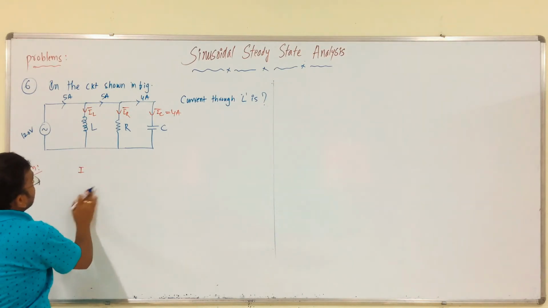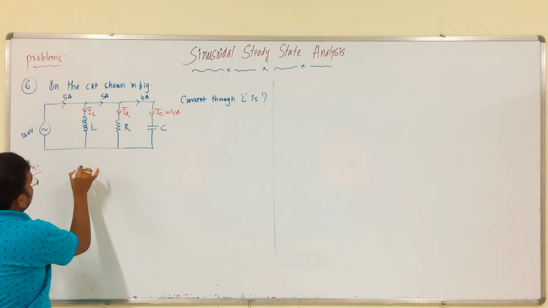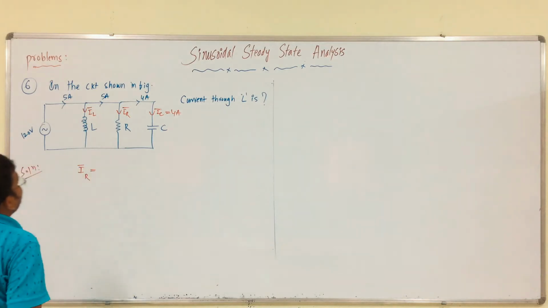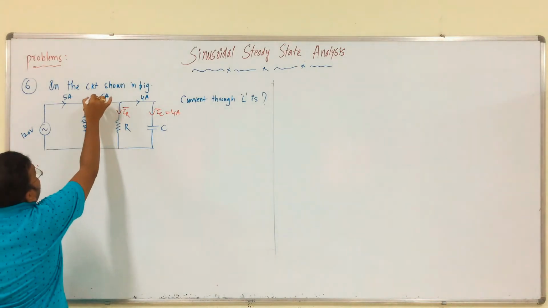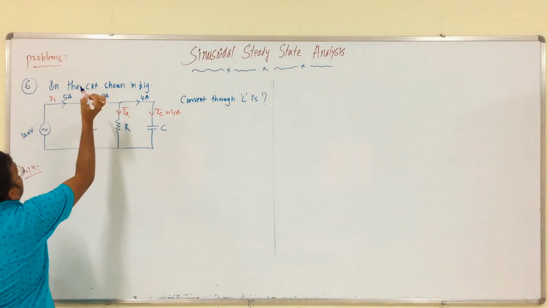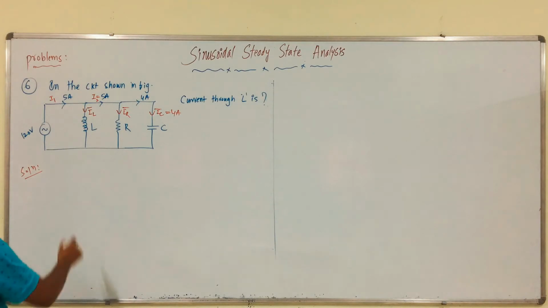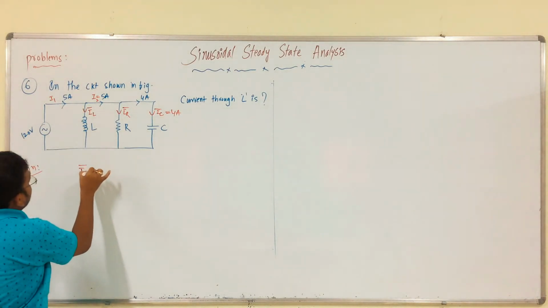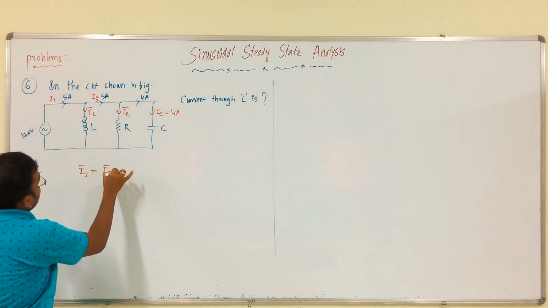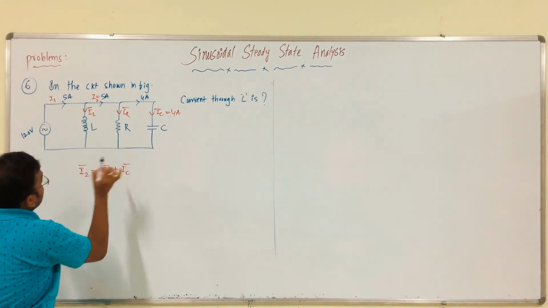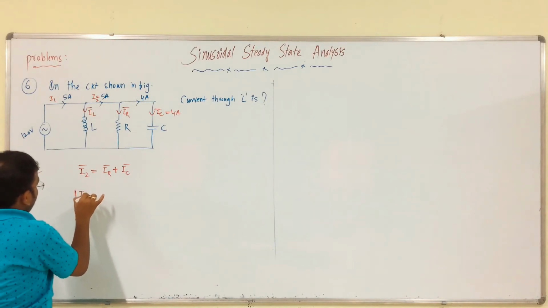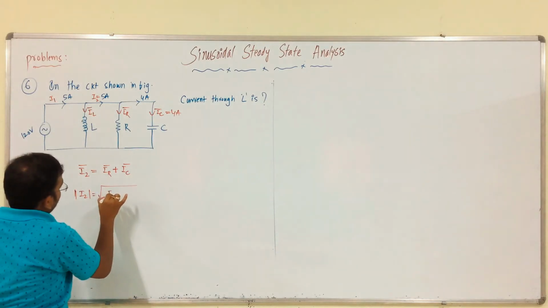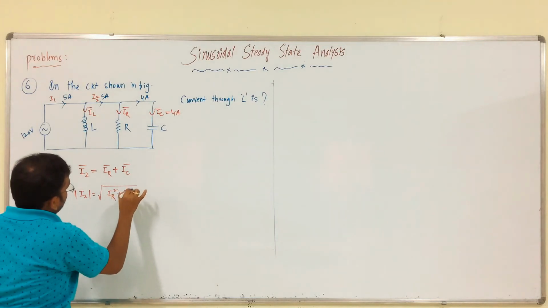Or you can get IR, which is equals to, for example, we can consider this value as I. Okay. This is I1, this is I2. Okay. Clear. So, I2 is nothing but IR plus IC. Clear. I2 is equals to IR plus IC. Now, mod I2 is nothing but square root of IR square plus IC square.